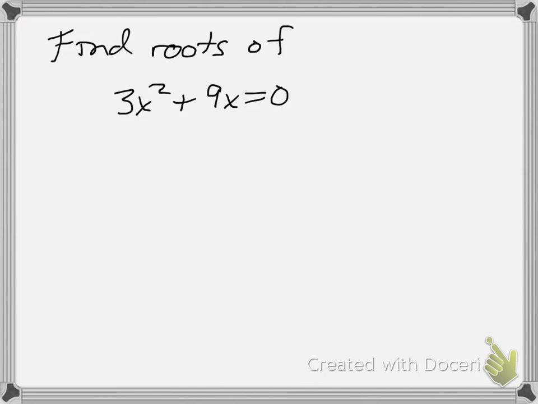Looking at a second example, 3x squared plus 9x equals 0. We look to take out what we can. I always take out as much as I can. And looking at this, I see that I can definitely take out an x, and I can also take out a 3. When I undistribute my 3 and my x, I'm left with x plus 3.